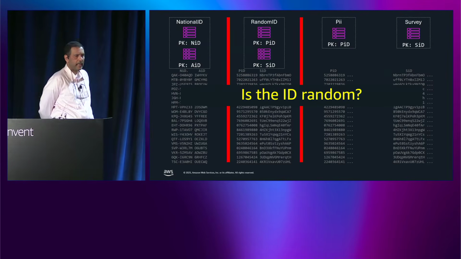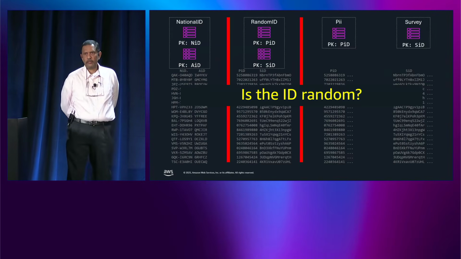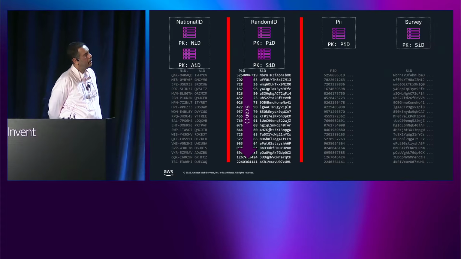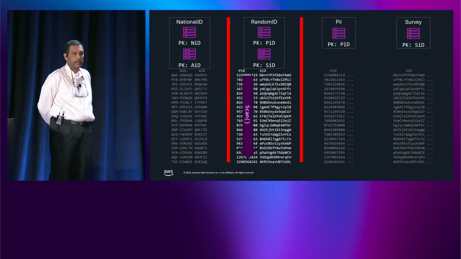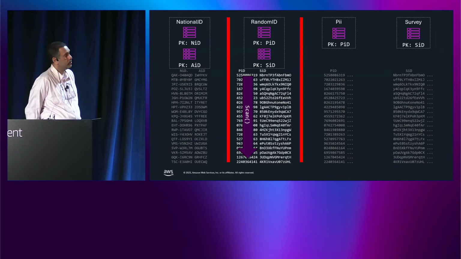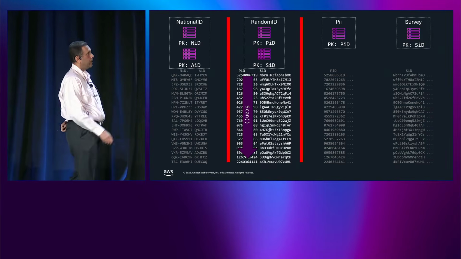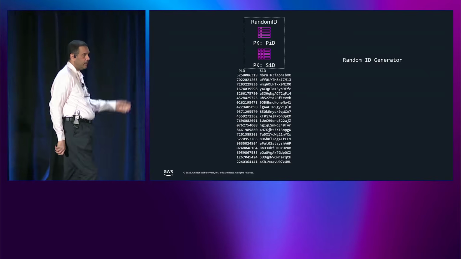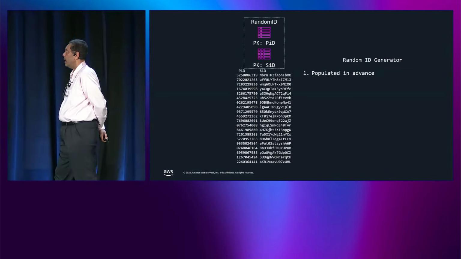So we said, is this ID random? And tell me more about your random number generator for this random ID. And they said, oh, it's not a random number generator. For various statutory reasons, this table is populated in advance with random IDs. So they populated this table in advance. And then at runtime, all they did was they would scan this table. So this is the mechanism to come up with random IDs. This is their random number generator.